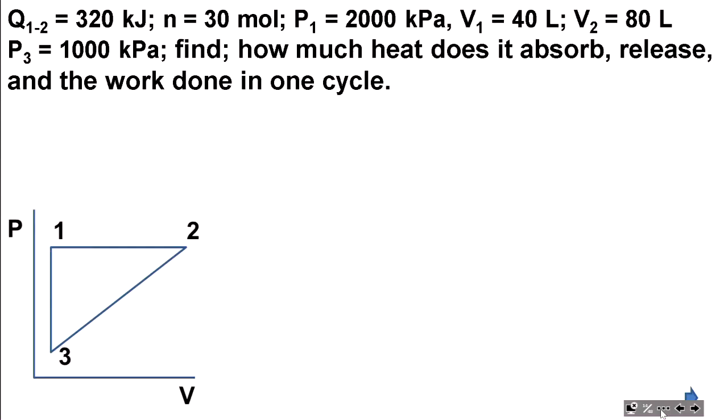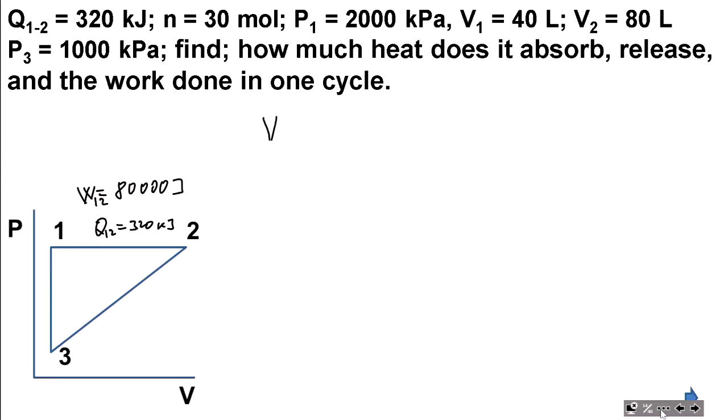So this is what we know from the previous calculation. The Q equals this amount of kilojoules, and the work done for this process is equal to 80,000, right? Okay. And what do we need to calculate? Well, everything basically for the whole cycle. All right.